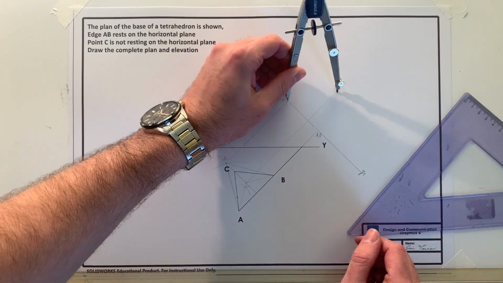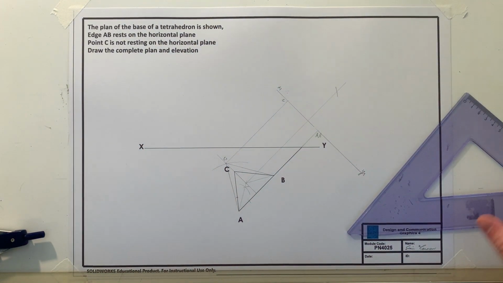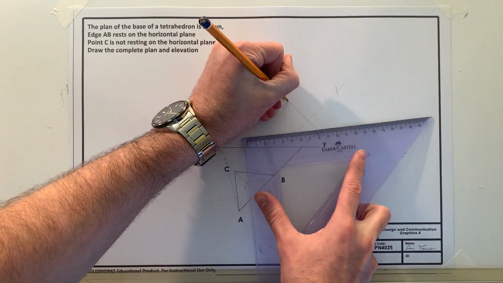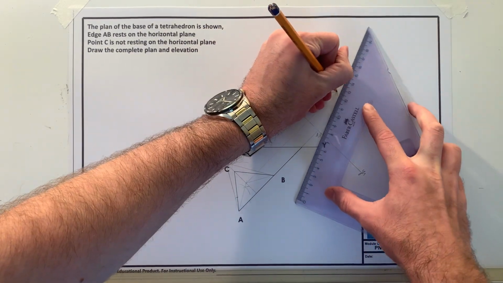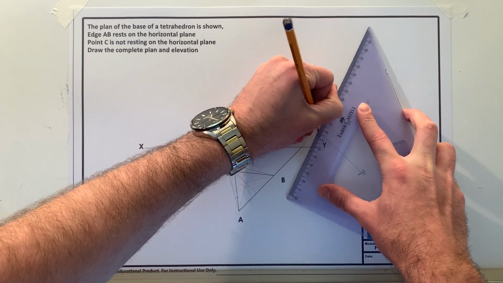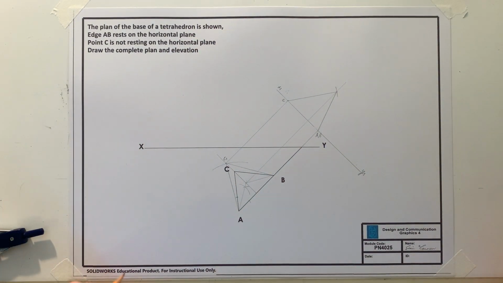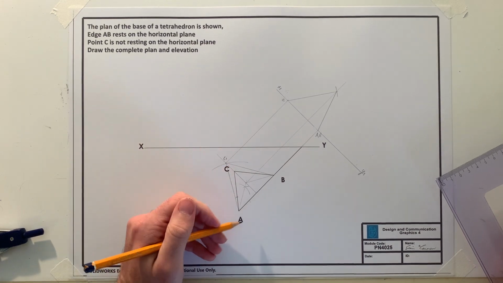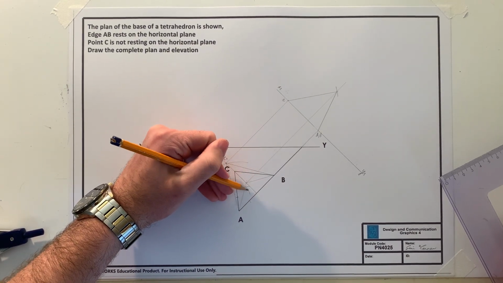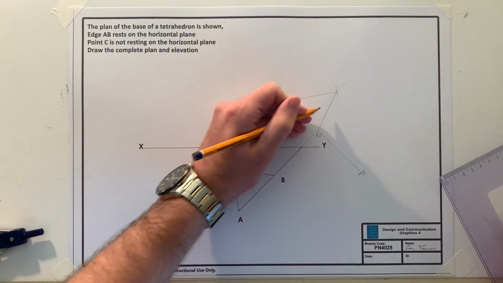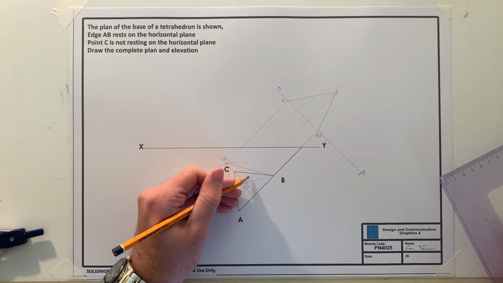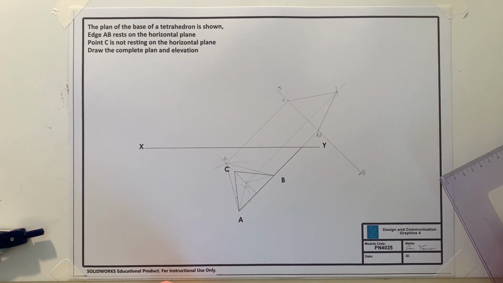Now remember, keep this all nice and light, all construction. Join C up to it, like so. Drop that back down. And now basically what you're looking at is this surface here as an edge view. You're looking at this surface here straight above in front of you. This surface here is directly behind this one.